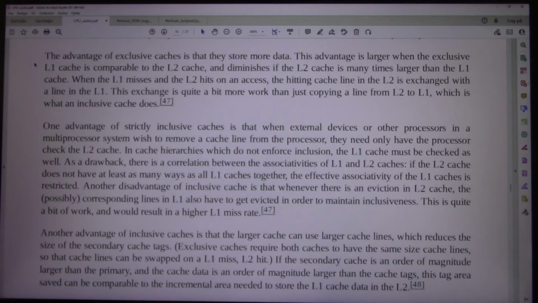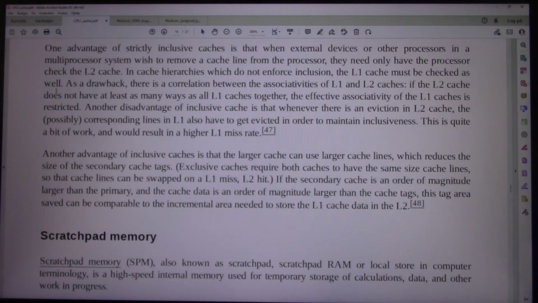One advantage of strictly inclusive caches is that when external devices or other processors in a multiprocessor system wish to remove a cache line from the processor, they need only have the processor check the L2 cache. In cache hierarchies which do not enforce inclusion, the L1 cache must be checked as well. As a drawback, there is a correlation between the associativities of L1 and L2 caches. If the L2 cache does not have at least as many ways as all L1 caches together, the effective associativity of the L1 caches is restricted.